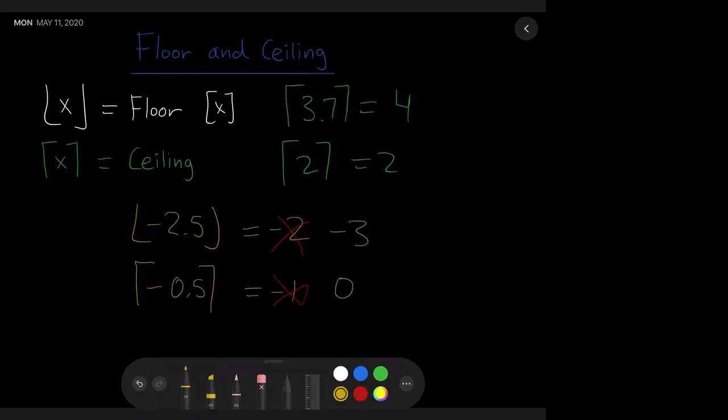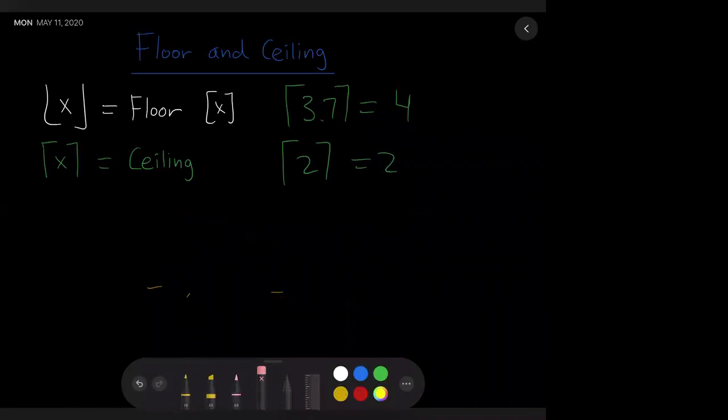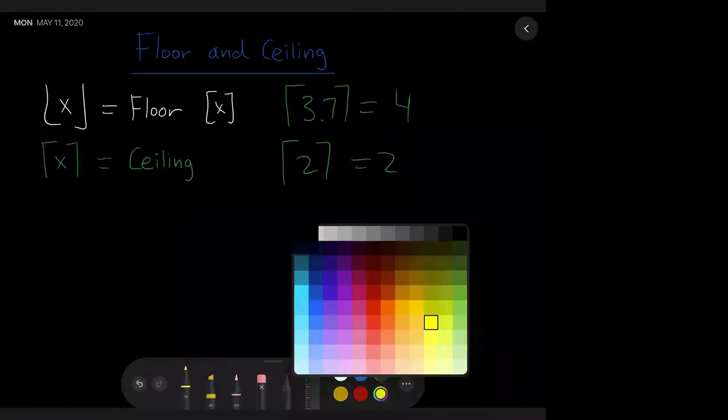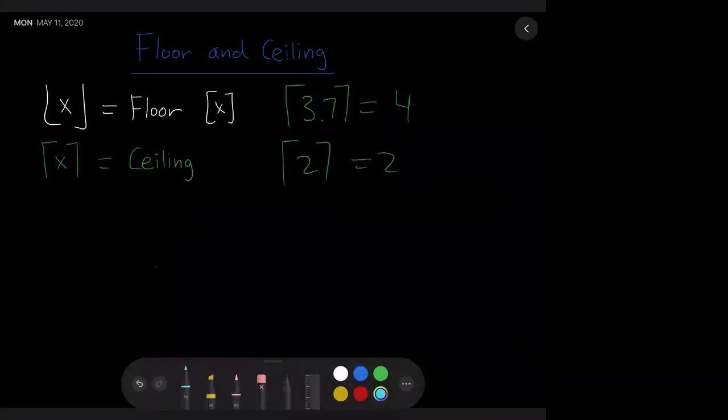So if we have a name for the greatest integer less than or equal to, and smallest integer greater than or equal to, do we have a name for the fractional part of a number? Why, yes, we do. Let's get rid of all this. We do have a symbol for that, and it's typically denoted by curly braces. Let's use a light blue. And the more formal definition is that this is equal to x minus the floor of x.